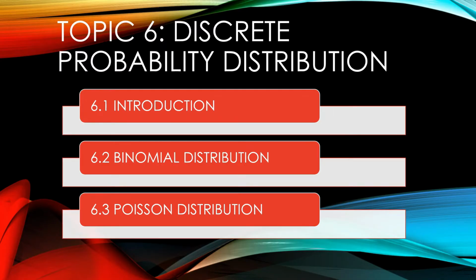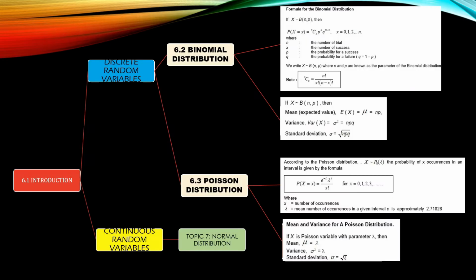Hi everyone, today we will learn about topic 6, which is discrete probability distribution. In this topic, there are 3 subtopics. The first one is 6.1 introduction, 6.2 binomial distribution, and 6.3 Poisson distribution. Generally, this is the rough idea about topic 6.